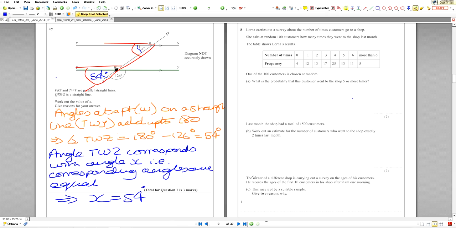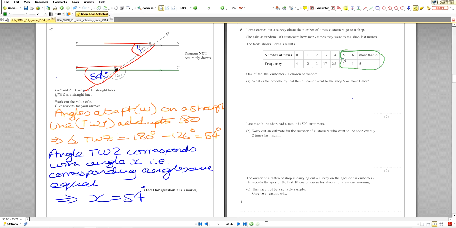So one of the 100 customers is chosen at random. What is the probability that this customer went to shop 5 or more times? So let's get ourselves a nice color. First of all, okay, 5 or more times. We got our pen here. 5 or more is where?